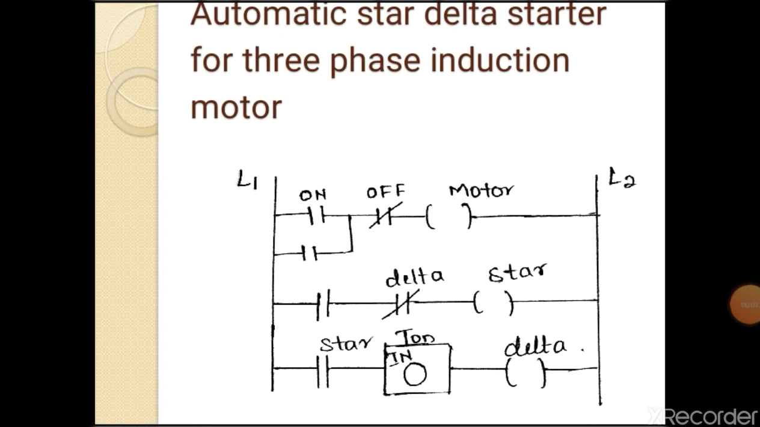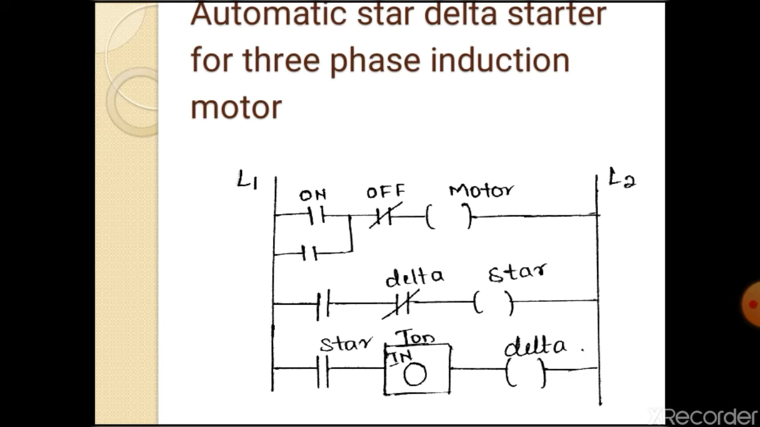Automatic star delta starter for three-phase induction motor. In an automatic star delta starter, delay is obtained by using a timer. The time delay can be adjusted by rotating the dial screw on the timer. The time setting is around 10 seconds for lightly loaded motors. For fully loaded motors, the time setting is more than 10 seconds.